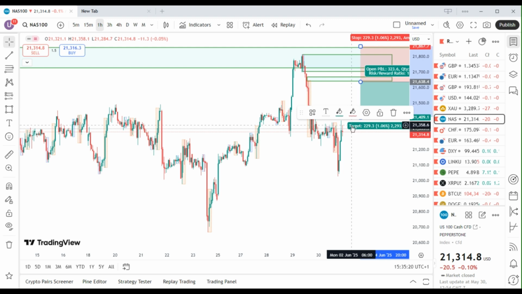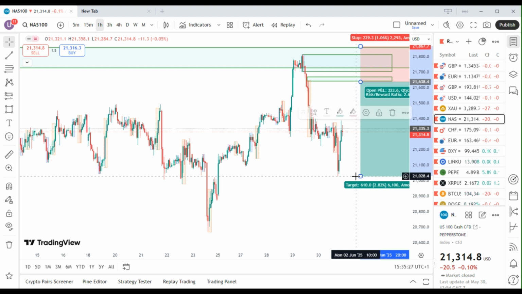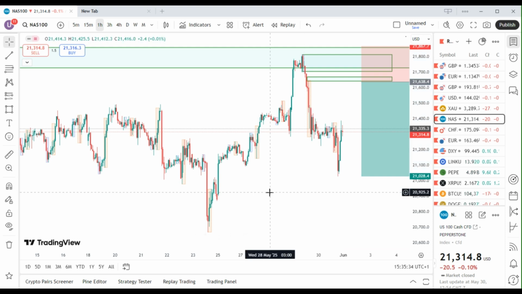For confirmation, we'll go to a lower time frame and look out for a shift in market structure. Okay, and we'll take a sell. So this is our take on the prices that we have looked at this week.